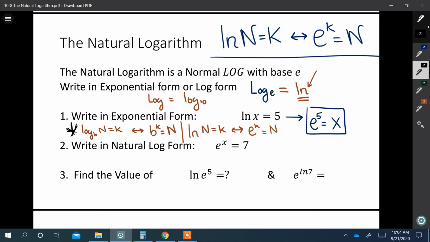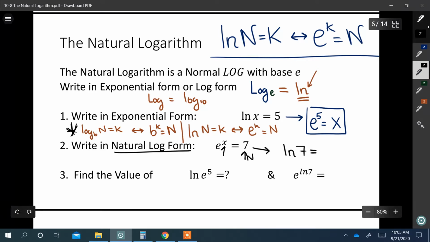All right, now we need to write this in natural log form. So we write ln for natural log. The n in this case is 7. So we're going to write ln of 7 is equal to, and the exponent is right there, that's the k. So that's the natural log.